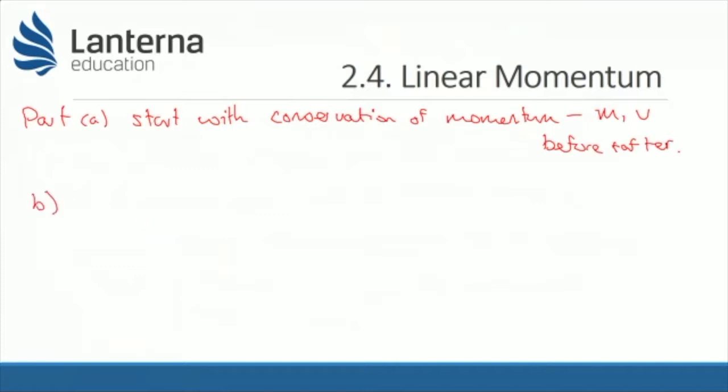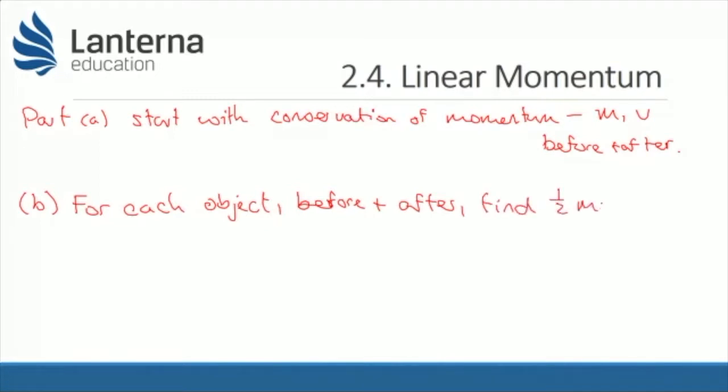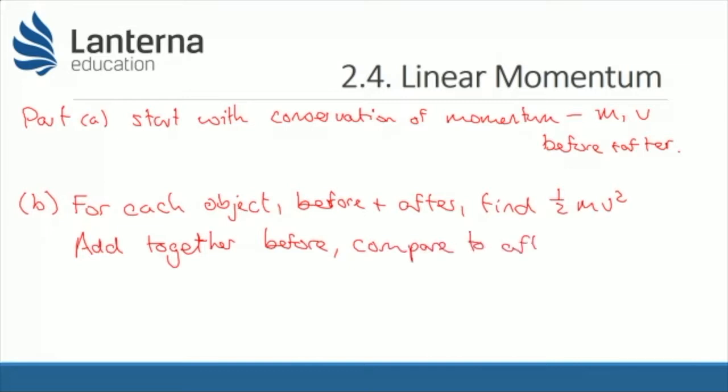Now, part B will ask us to determine which type of collision we've got. So what we do then is for each object, both before and after, we're just going to find half mv squared. Then we're going to add together your initial and compare to after. And if they're the same, then we have elastic. If they're not the same, then we have inelastic.